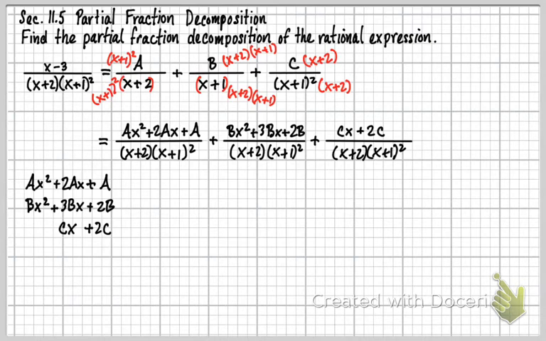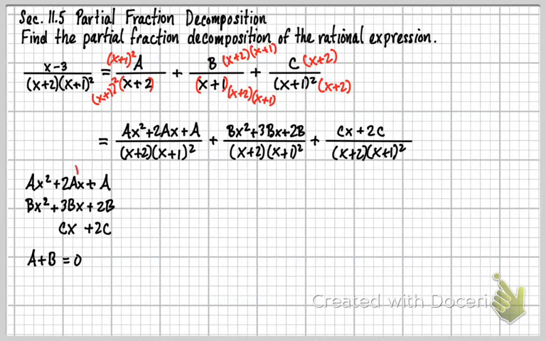Now when I look at the original expression, this is really a 0x squared since it doesn't have one. So this a plus b here is going to equal 0. Okay, so that's going to be my first equation. So that's going to be a plus b equals 0.